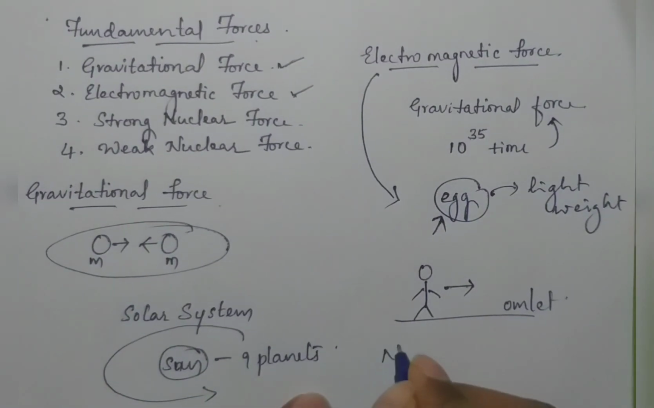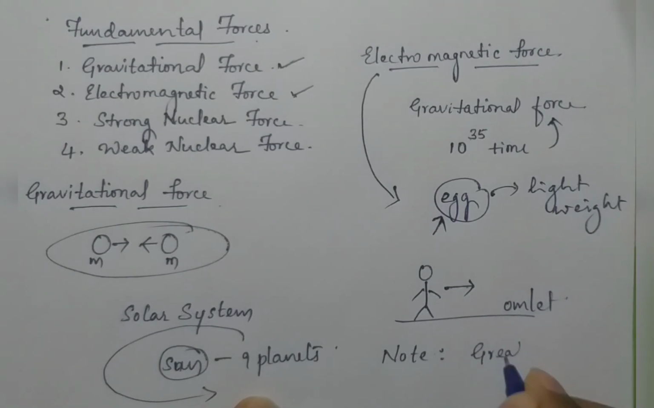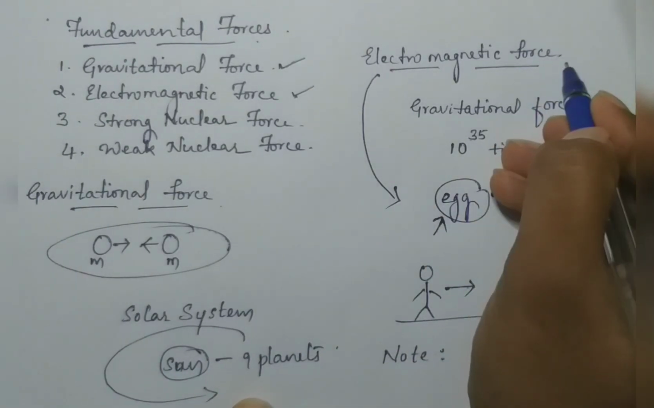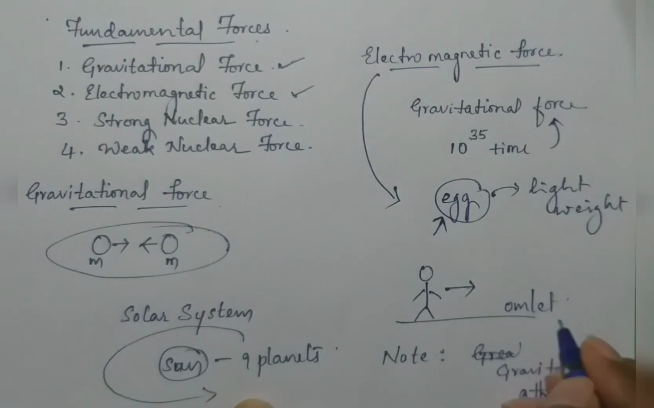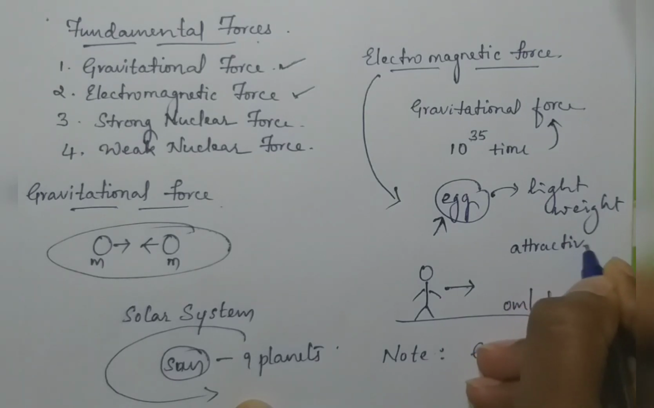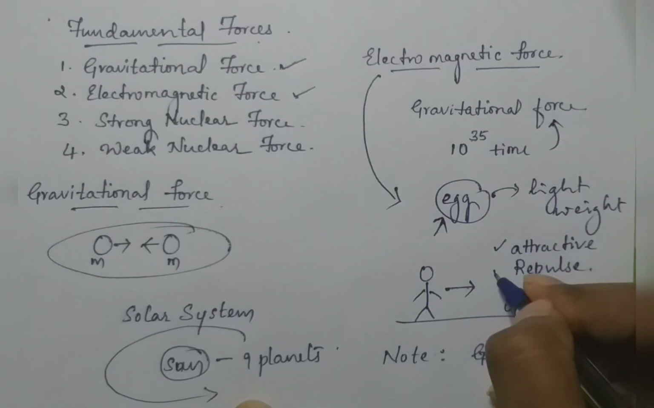One important note is that the electromagnetic force is not like the gravitational force. What happens in gravitational force? Gravitational force is always attractive, but the electromagnetic force is not always attractive. Electromagnetic force is attractive as well as repulsive.